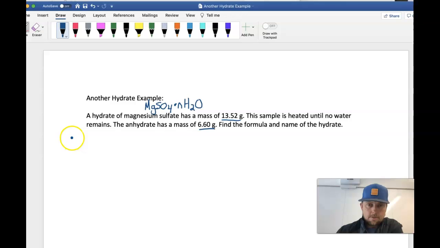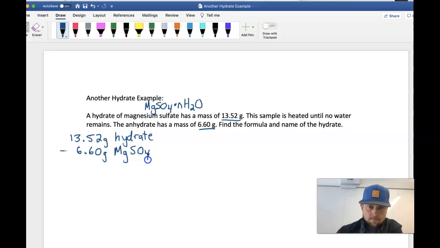So the first thing we want to do is subtract those numbers. Before we heat it, it weighs 13.52 grams. That's the hydrate. And then after we heat it, all we have left is dry magnesium sulfate. When we subtract these two numbers, if we had something with water in it and then something that's totally dry, the difference of those two numbers is going to just be water, 6.92 grams of water.